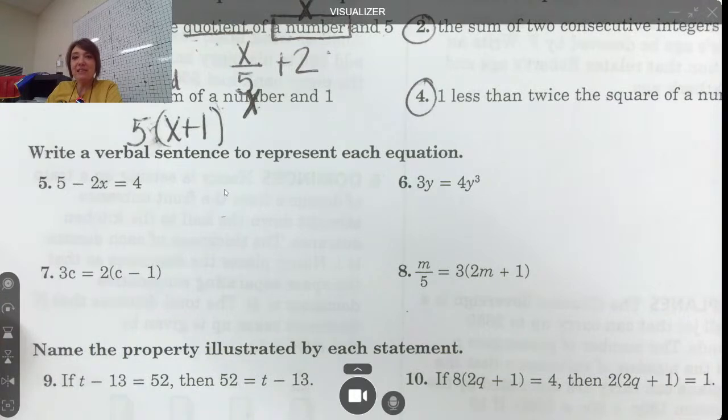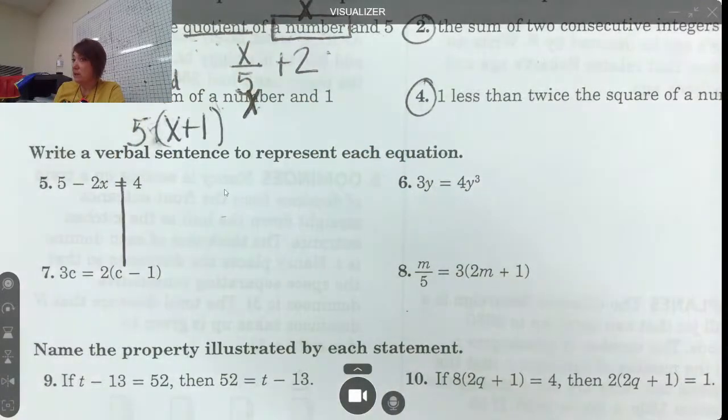Okay, write a verbal sentence to represent each equation. Now, your sentences may not all look exactly the same because there are many different ways of saying this stuff. But here's where I want you to start. Make a mark where the equal sign is.